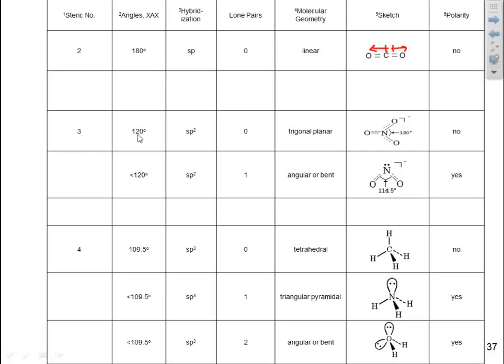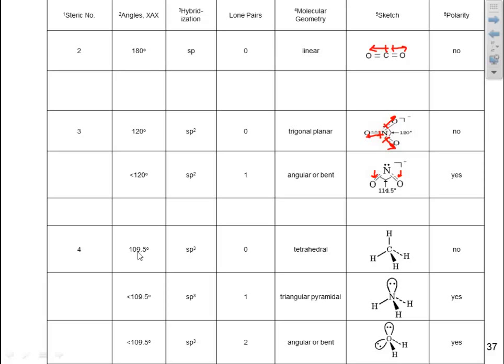Here's steric number equal 3. We know the angles are 120. Hybridization sp2, trigonal planar. And we're saying in this case that the polarity cancels out, dipoles cancel out. So nonpolar. Then we say, well, what if we have any lone pairs? Well, I got 1 lone pair. We're saying that the angles get smaller. They go down. And that lone pair is going to have extreme pull on it, so it's going to be a polar molecule. This is angular, or bent.